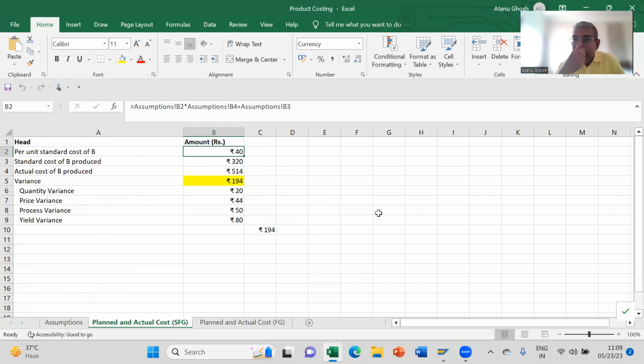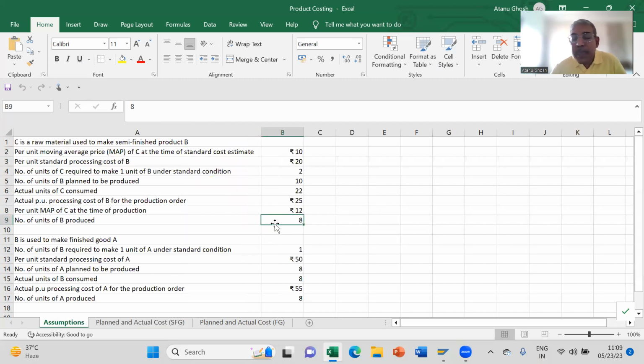So first of all, you have to calculate what is the per unit standard cost of B. So how will I calculate the per unit standard cost of B? Per unit standard cost of B is the cost of raw materials at the time of standard cost estimate plus the cost of processing under standard condition. So what is the cost of raw materials under standard condition at the time of standard cost estimate?